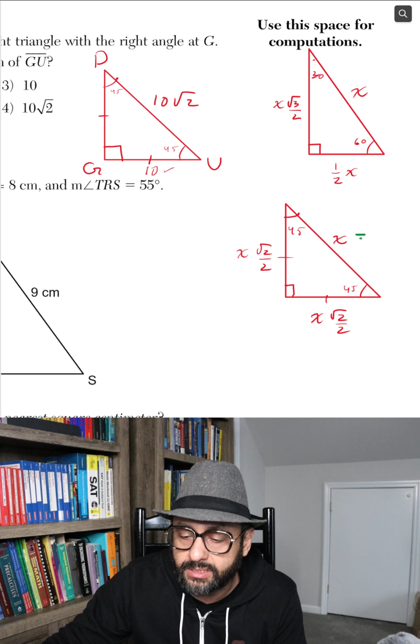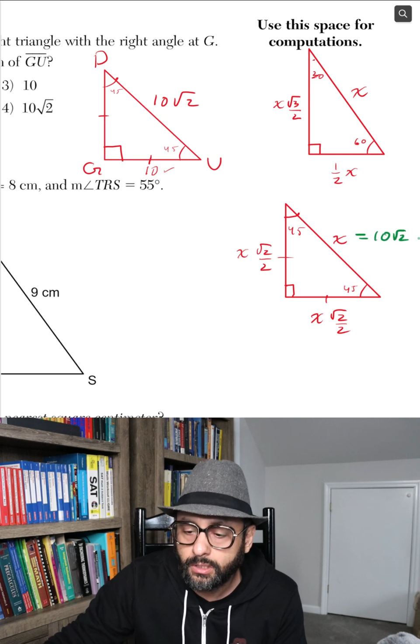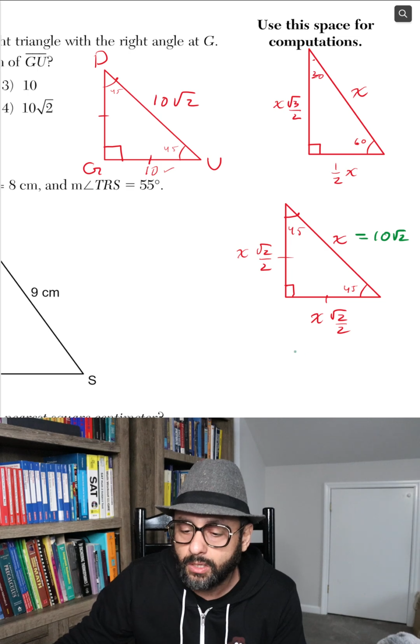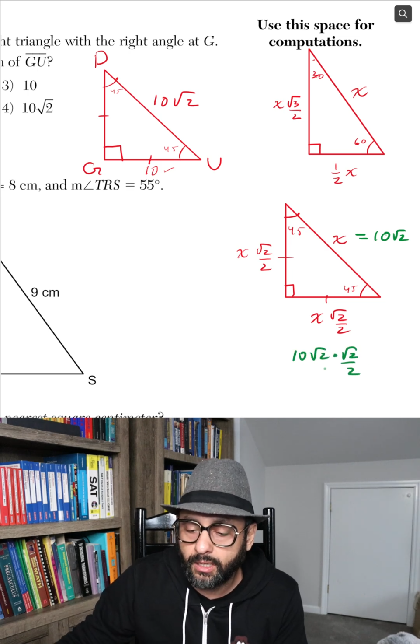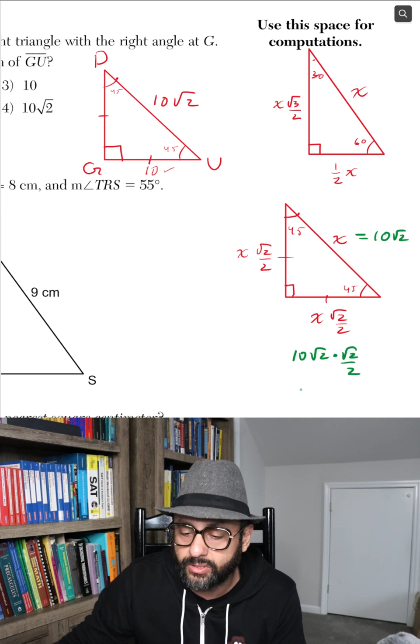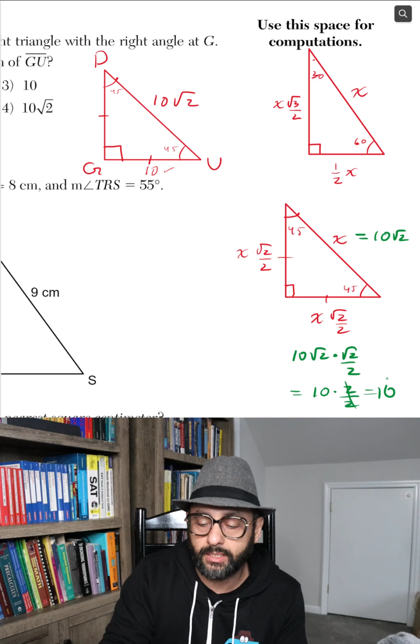If this is equal to 10 radical 2, then the question is, what is this equal to? Well, it's equal to 10 radical 2 times radical 2 over 2, and radical 2 times radical 2 is 2, over 2. The 2 over 2 cancels, and this is equal to 10. Exactly like we suspected.